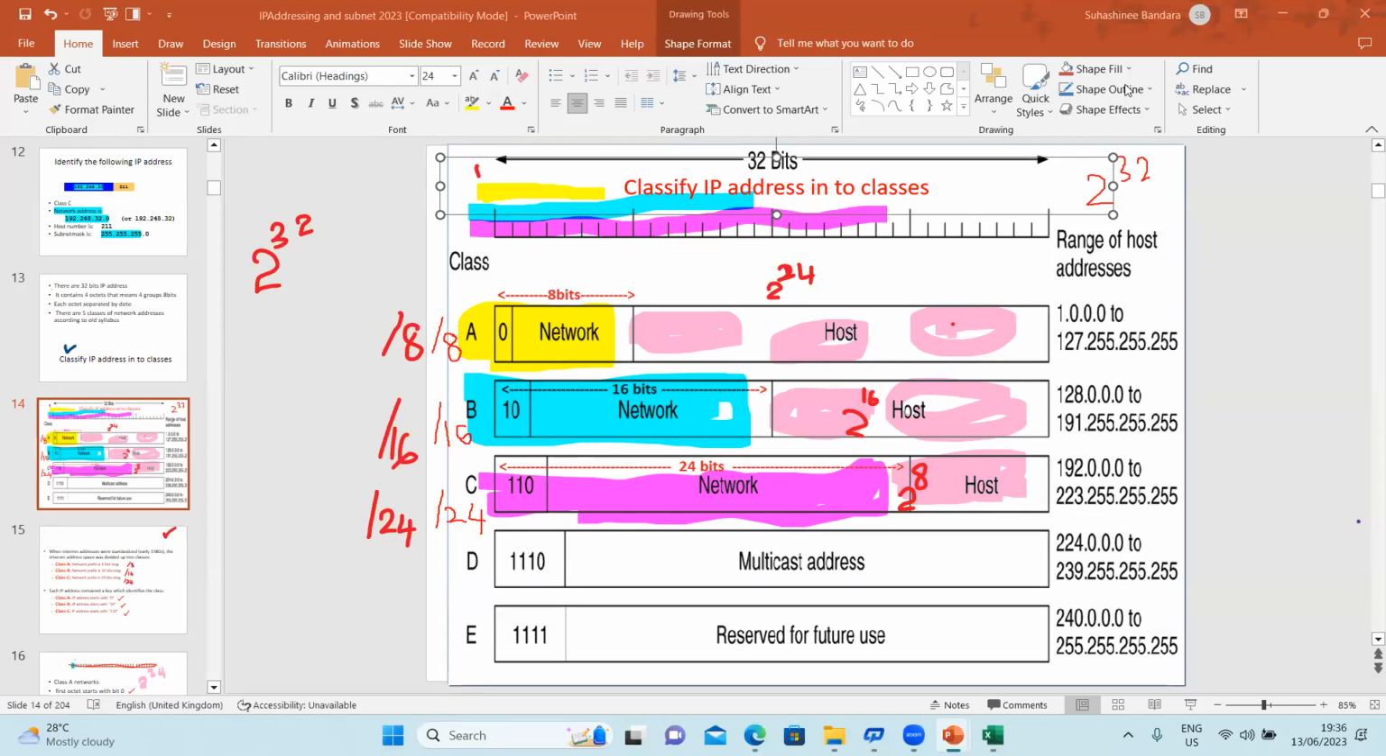So earlier, in the old syllabus we used classes, class A, B, C, but in the new syllabus we are using slash numbers. So class A means /8, class B means /16, class C means /24. So the number of bits in the network prefix. Can you write the subnet mask for that? Class A subnet mask is 255.0.0.0. Then class B 255.255.0.0. Class C 255.255.255.0 are the subnet masks.